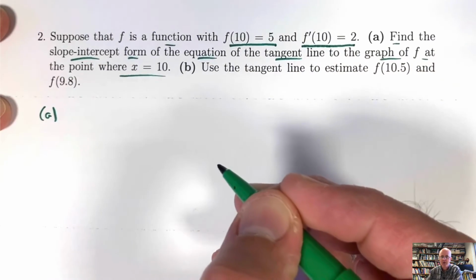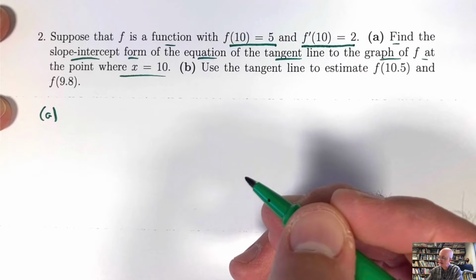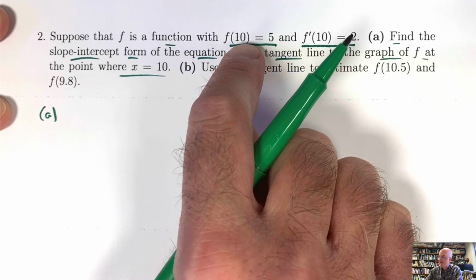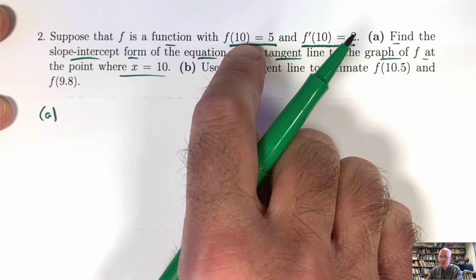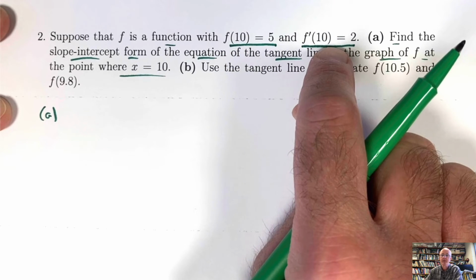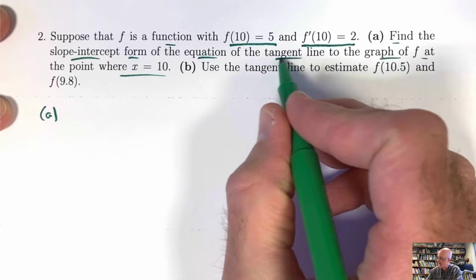All right, so when you want to try to find the equation of a line, you need a point on the line and you also need the slope. The point comes from the fact that f of 10 equals 5. The point 10 comma 5 will be on the line. And the slope comes from the derivative. The derivative tells you the slope of this thing called the tangent line.